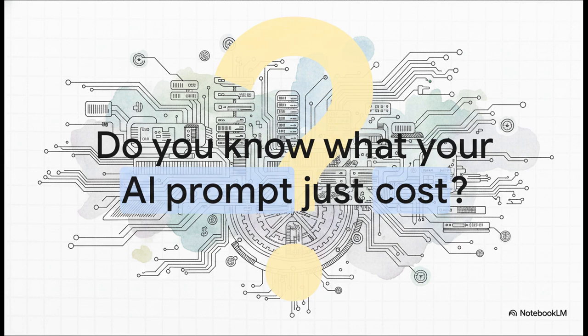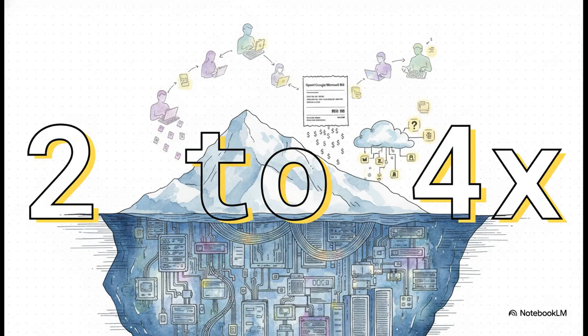But honestly, behind the scenes, there's a massive, almost entirely invisible economic engine that fires up every single time you make a request. Let's look at this number right here. Because the total production cost of AI is routinely 2 to 4 times the raw API invoice. It completely shatters that illusion of free AI.